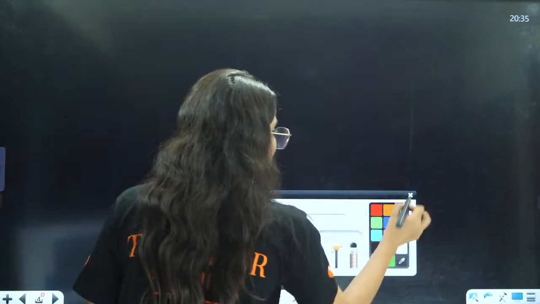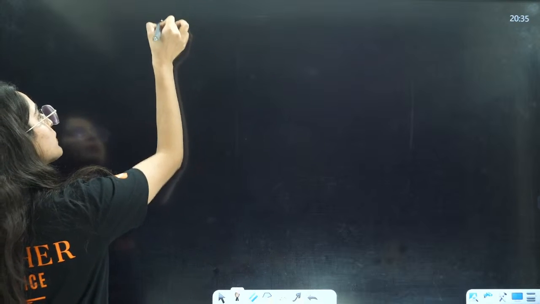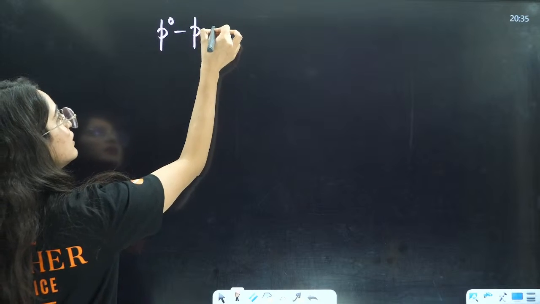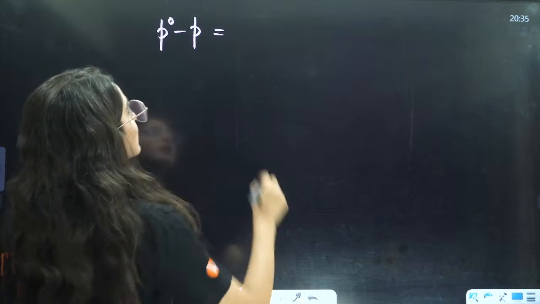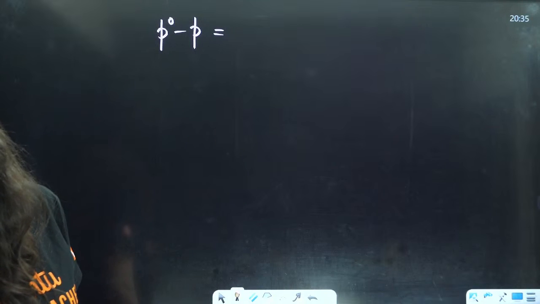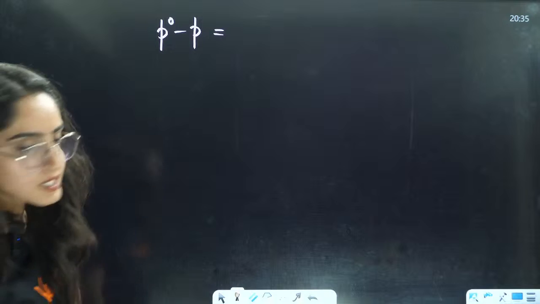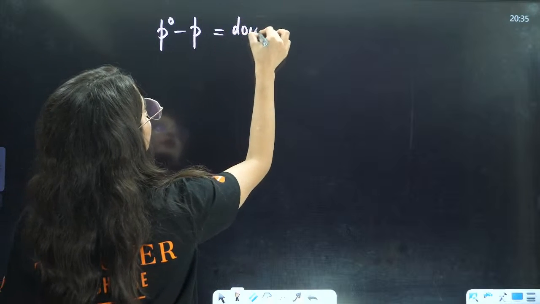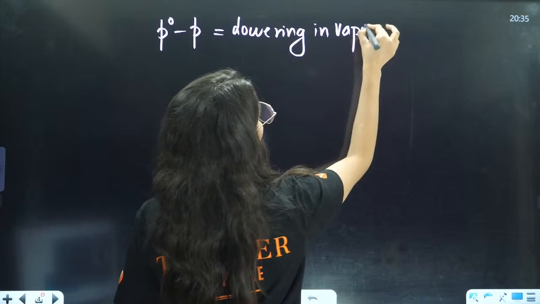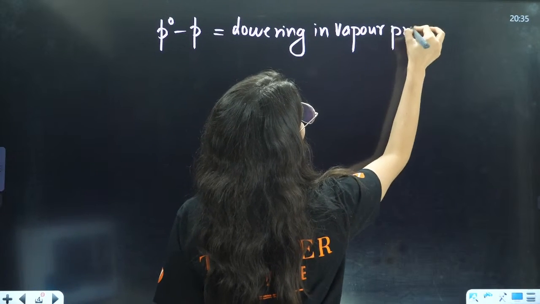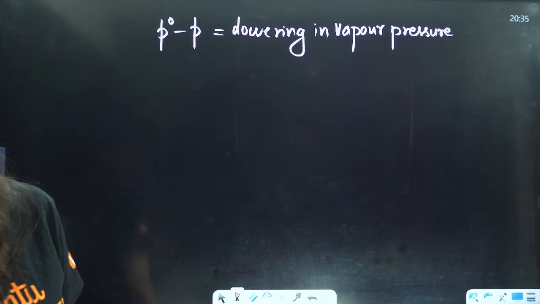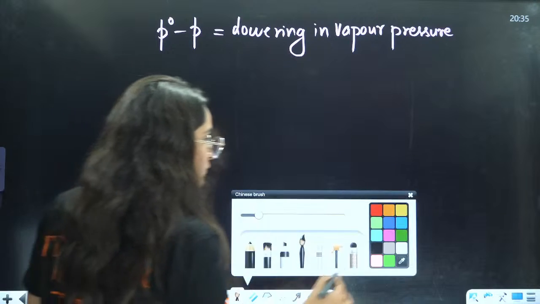So if the vapor pressure has decreased, can I say what amount of vapor pressure? P naught is the initial, this is the final, right? So this has decreased. This will be your lowering in vapor pressure, right? So let us write here lowering in vapor pressure. This is called your lowering in vapor pressure, right?